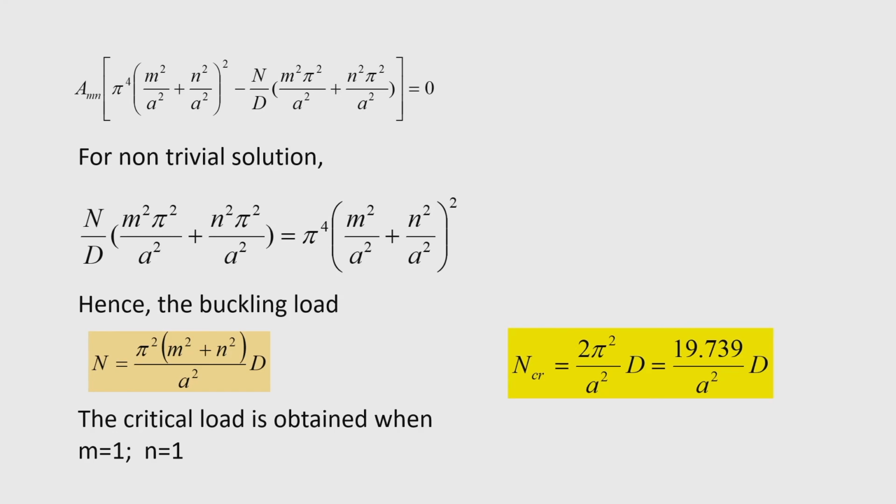That will be the critical load. So, by putting m is equal to 1, n is equal to 1, we get the critical load for buckling as this. Its value is 19.739 D by a square. So, this is the exact value.